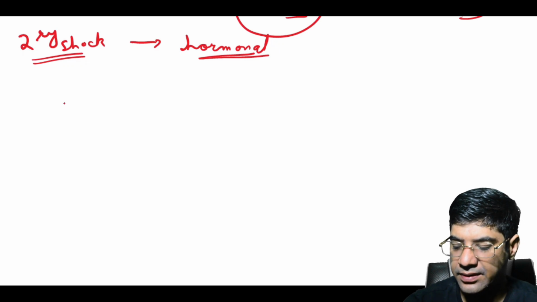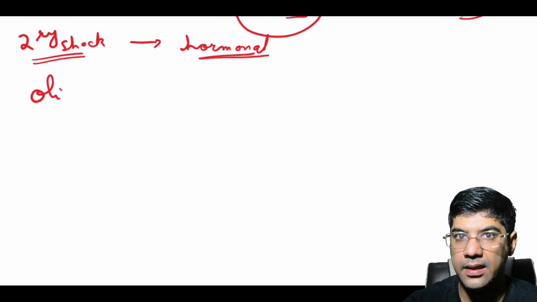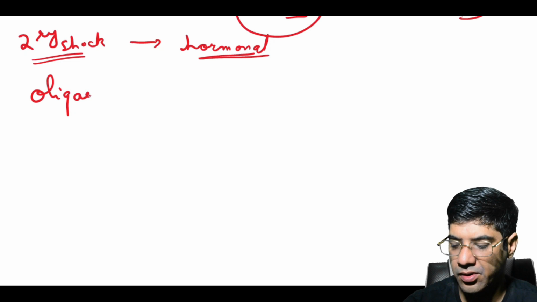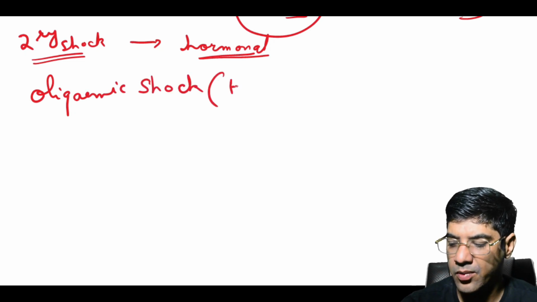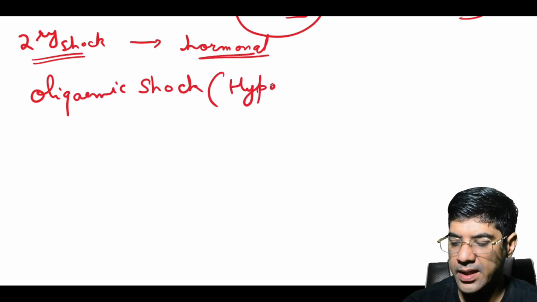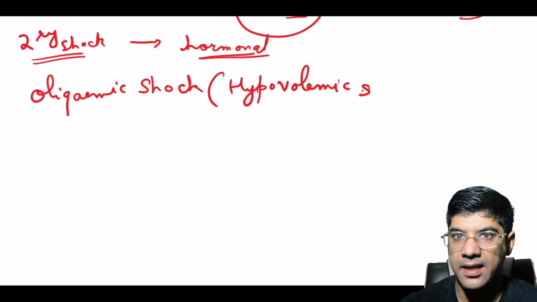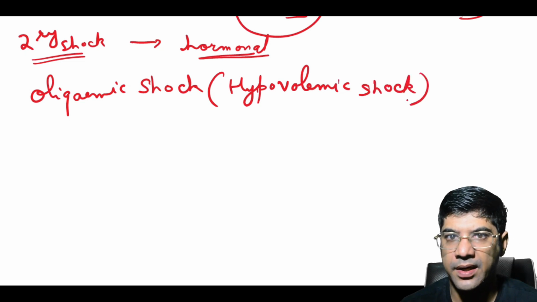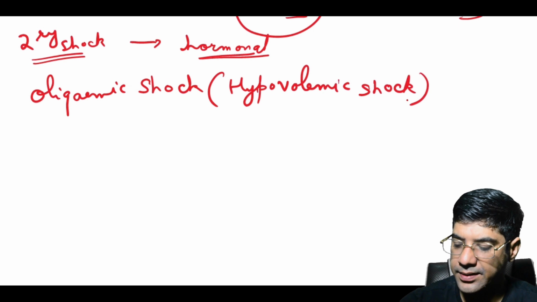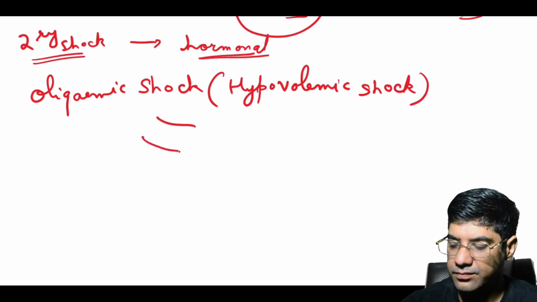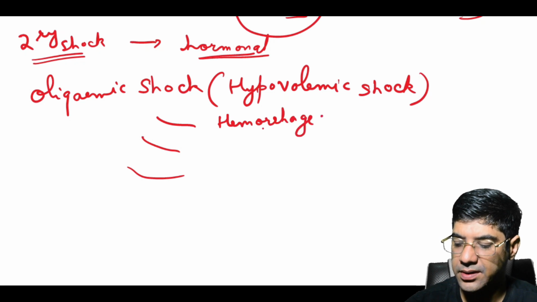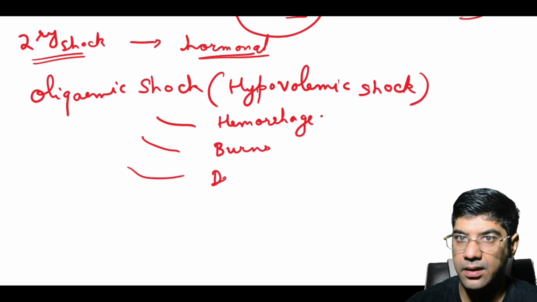The third is the ischemic shock. The other name is hypovolemic shock, that is characterized by reduction in blood volume due to hemorrhage, burns, or dehydration.